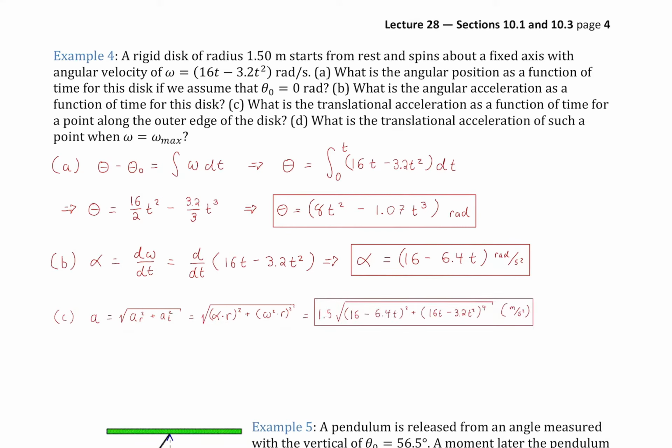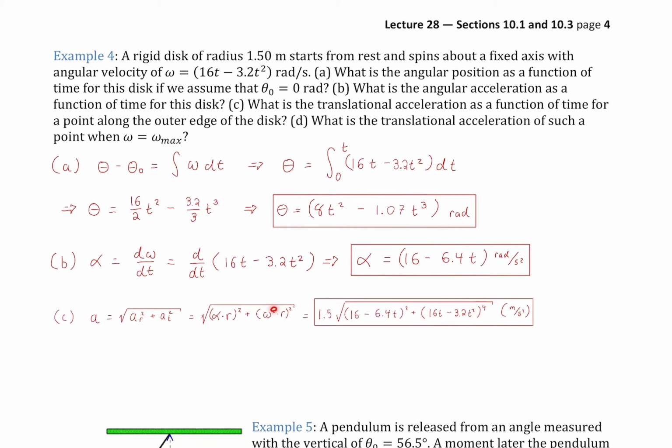Then we'll just plug in the expressions. One thing I do is factor out the r squared, because there's an r squared in both of these. So I factor it out of the square root, and it just becomes r. That's where the 1.5 comes from, because we were told that the radius is 1.5 meters. Then we'll plug in our function for alpha right here. Remember to square it, and then we'll plug in our function for omega, the one that was actually given in the statement of the problem, the 16t minus 3.2t squared.